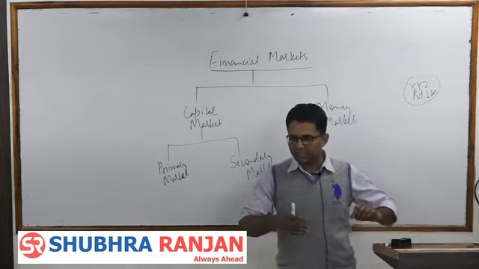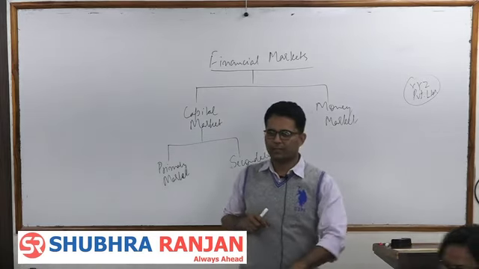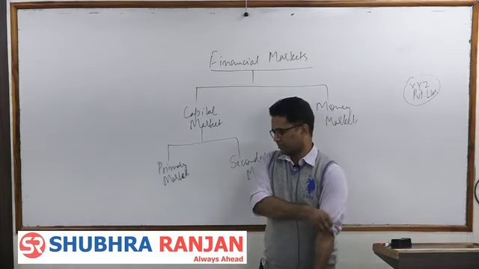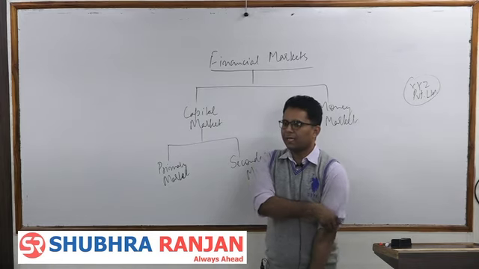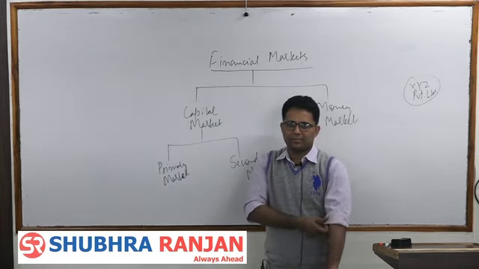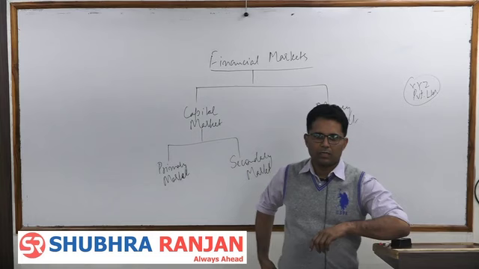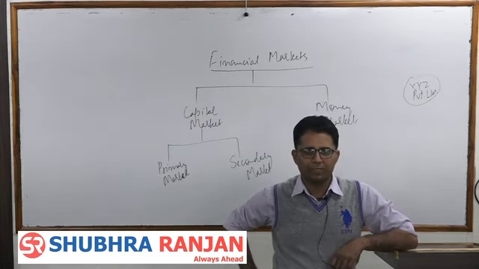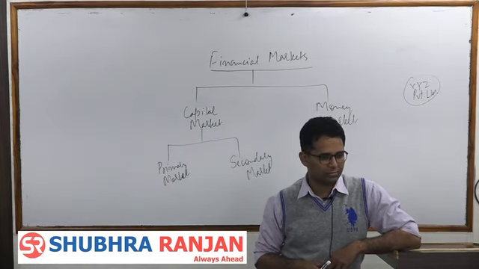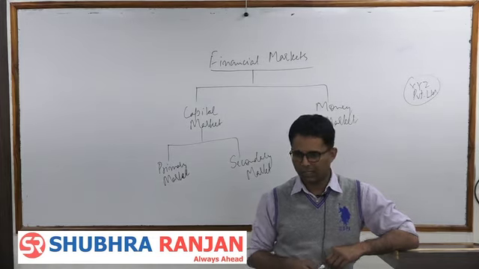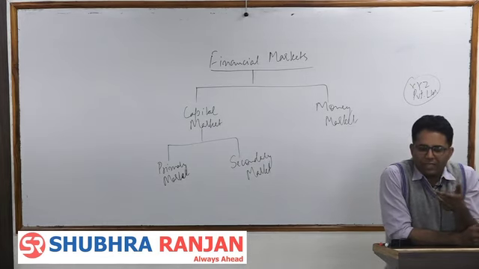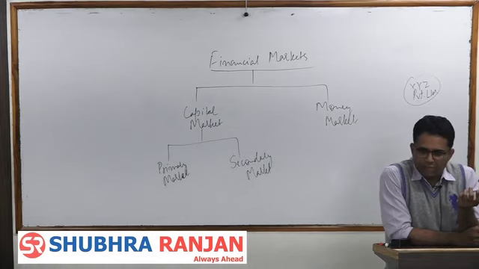Now, financial markets, you write a statement. Financial markets, a market for buying and selling debt and equity securities. Financial markets means a market for buying and selling debt and equity securities. ठीक है? So there are physical markets where you trade commodities, and there are financial markets where you trade securities. ठीक है? Where you trade securities.